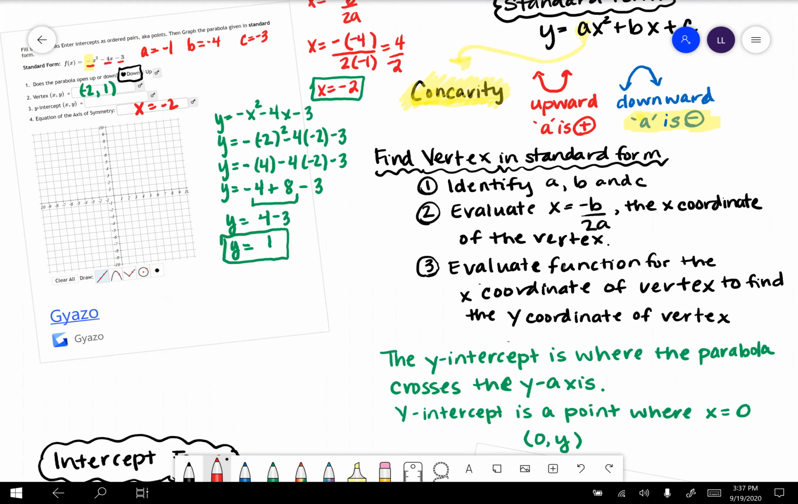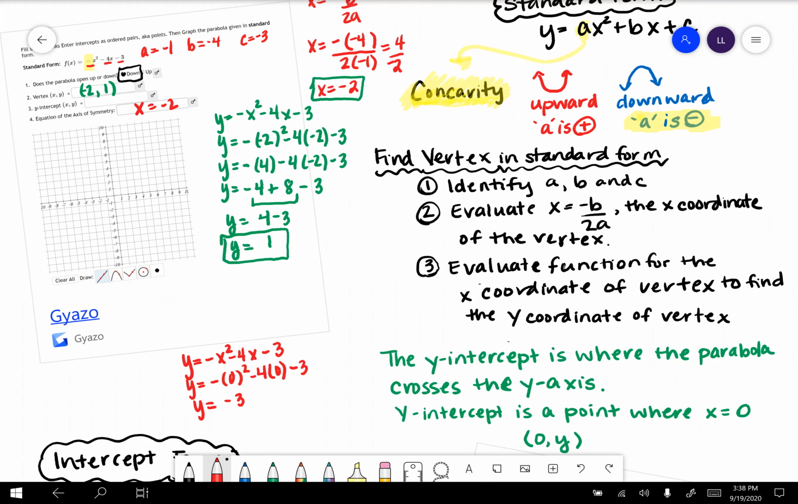So y is equal to -x squared minus 4x minus 3. Everywhere I see an x, I'm going to put the number 0. So y is equal to -0 squared minus 4 times 0 minus 3. When you follow order of operations for this, you end up with y is equal to -3 because 0 minus 3 is -3.